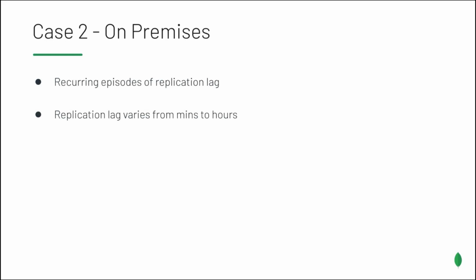So what is a replication lag? It is the delay between the time an operation occurs on the primary and the time that the same operation gets applied on the secondary, for a given secondary node.